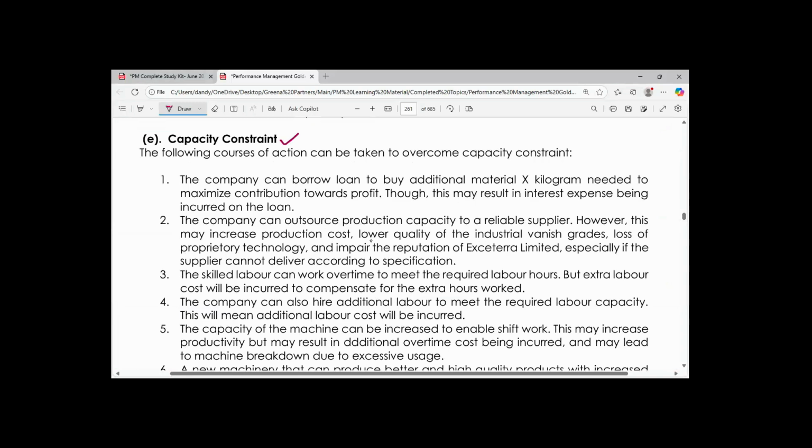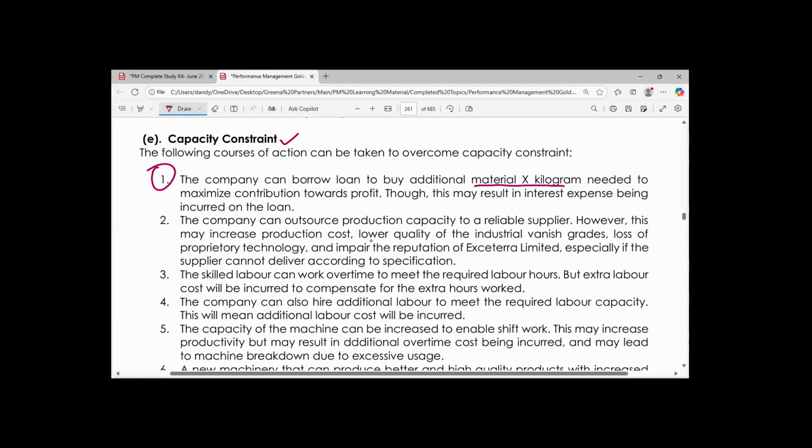The following courses of action can be taken to overcome the capacity constraint. The first constraint is material X kilogram, which is not sufficient. We are given only 25,000 kilogram of material X. So how do you overcome that constraint? This is my response. The company can borrow a loan to buy additional material X kilogram needed to maximize contribution towards profits. Though this may result in interest expense being incurred on the loan.